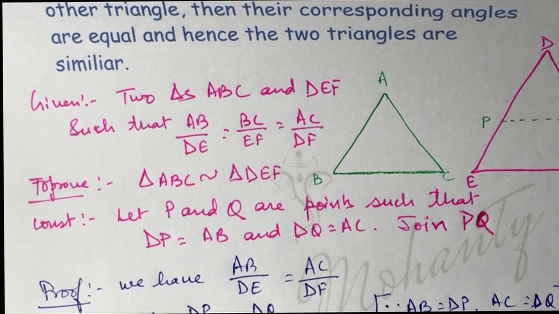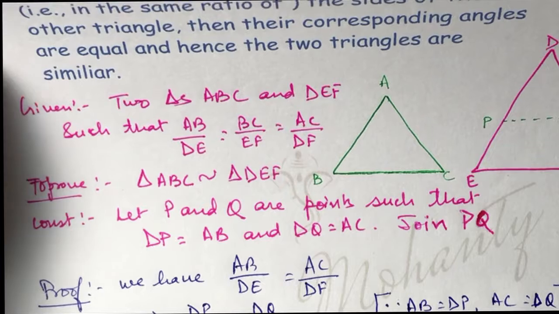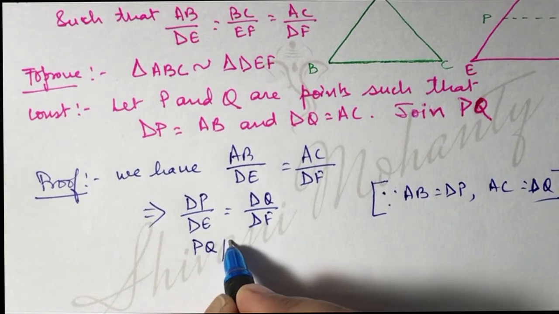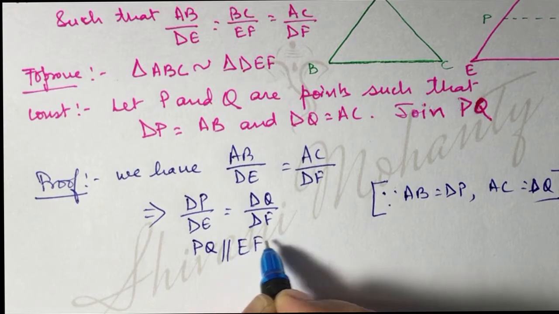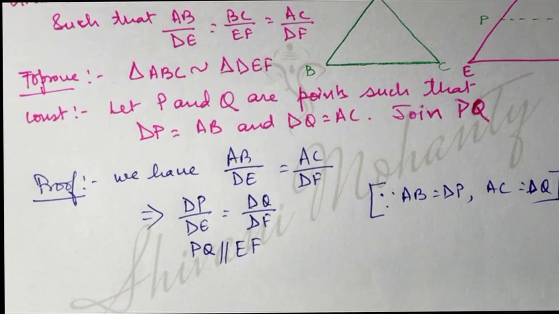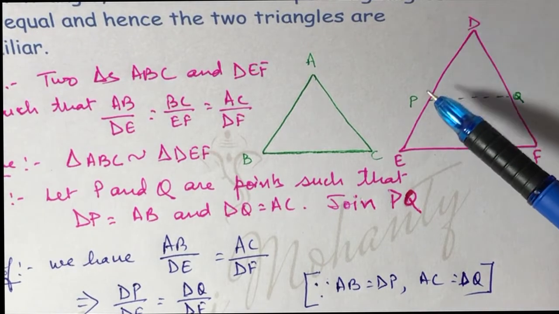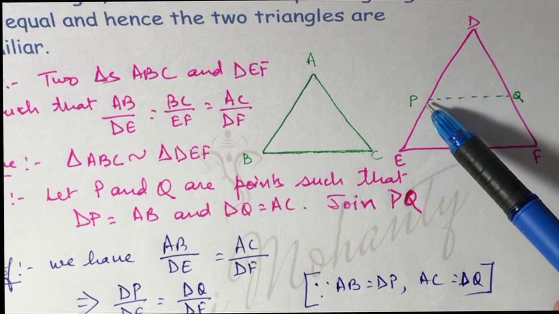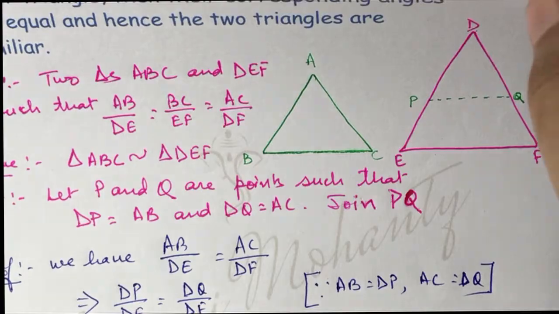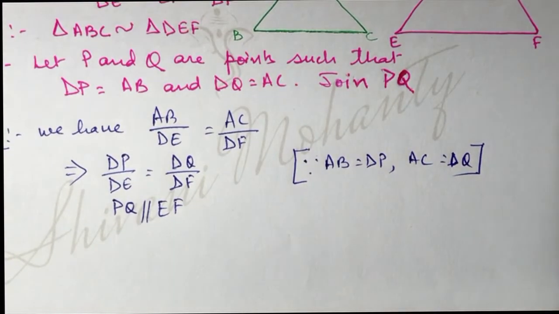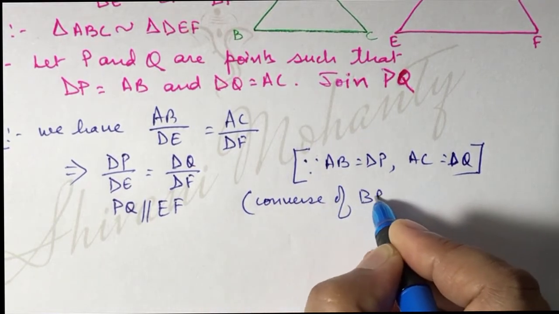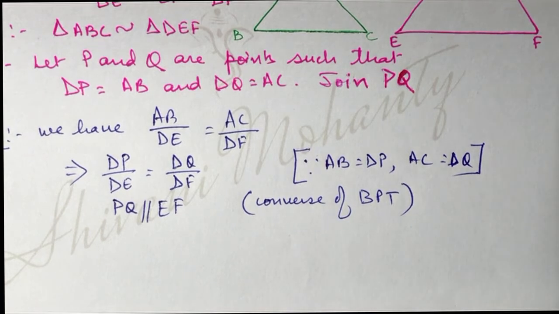Okay, fine. If DP by DE is equal to DQ by DF, then I can very well say that PQ is parallel to EF. Why? What is the theorem behind it? It is the converse of Thales' theorem, which is the converse of BPT.